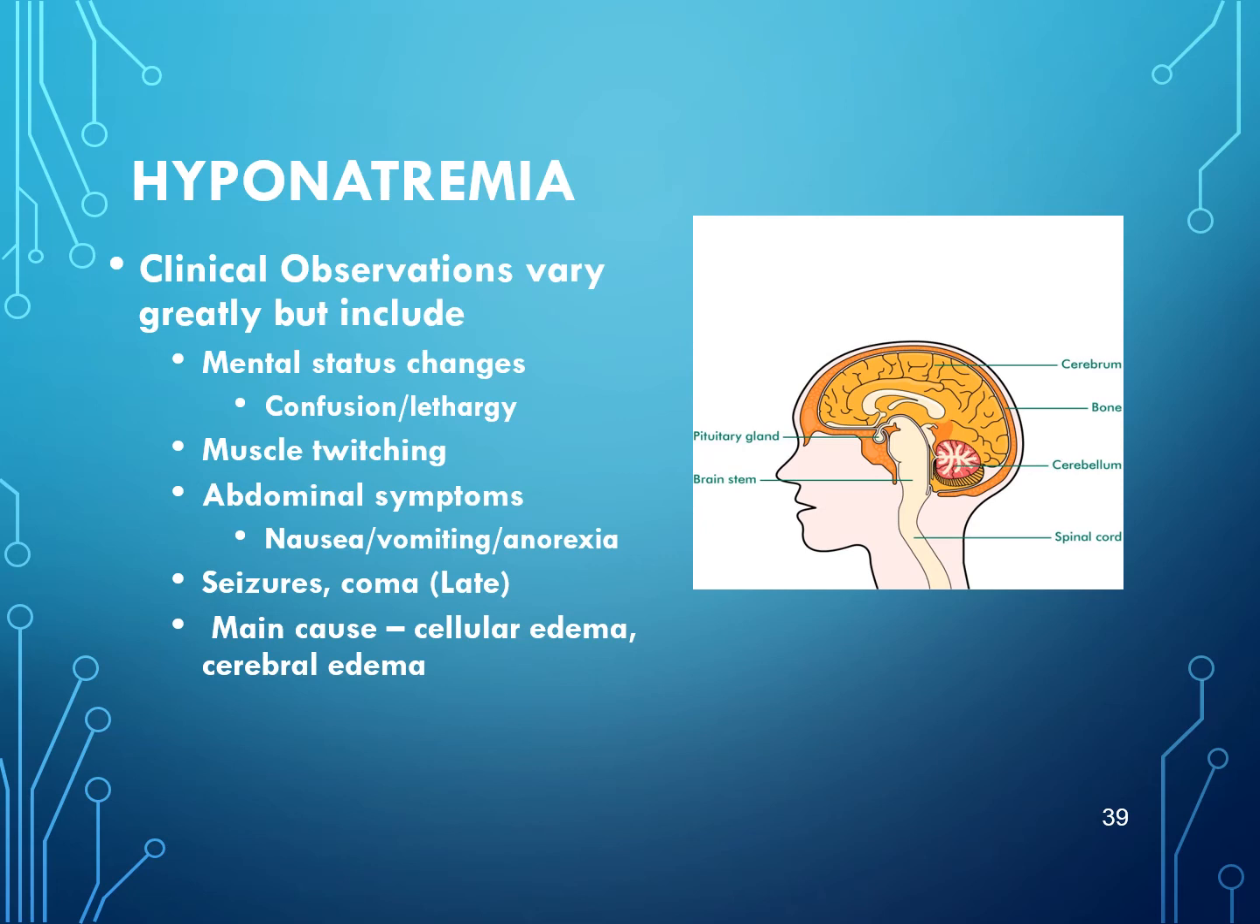And the main cause of this is cellular edema and cerebral edema. So neurological changes take place as extracellular fluid sodium decreases. The cells become more concentrated and pull water into the cells due to osmosis. So we're going to have serious clinical consequences occurring when sodium falls to 125. When it falls to 115, you will see signs of increasing intracranial pressure.